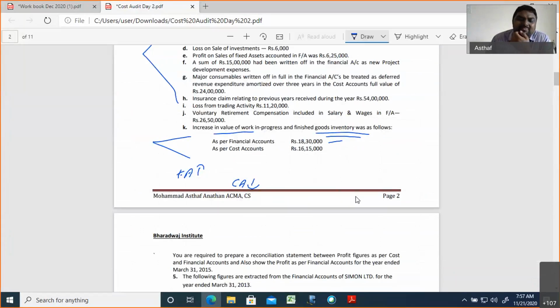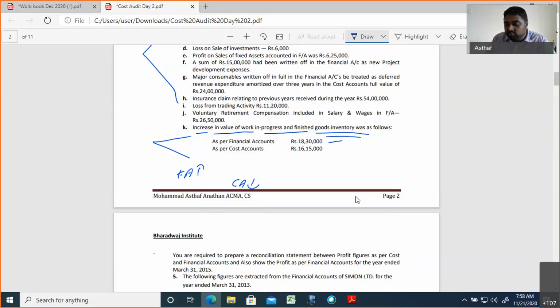So very simple concept. I will tell once again. See the point they tell that increase in value of work in progress and finished goods. So starting time we said if it is an increase, profit will be more. Look here, financial more is what? 80 lakh 30. Costing is what? 60 lakh 50. So where it is more is financial.